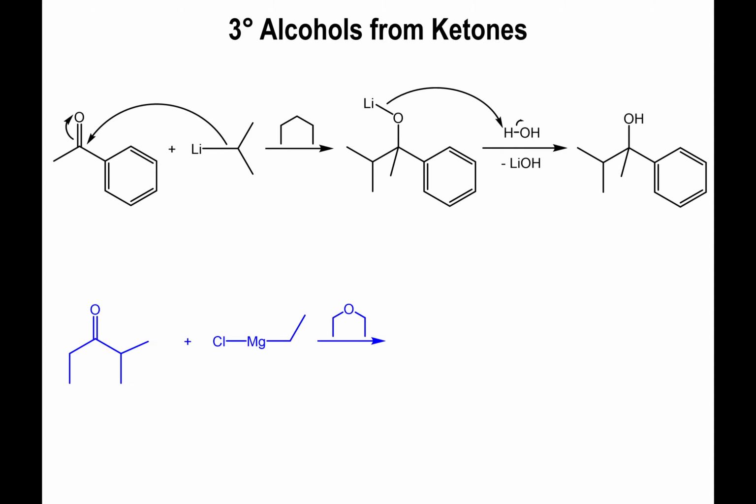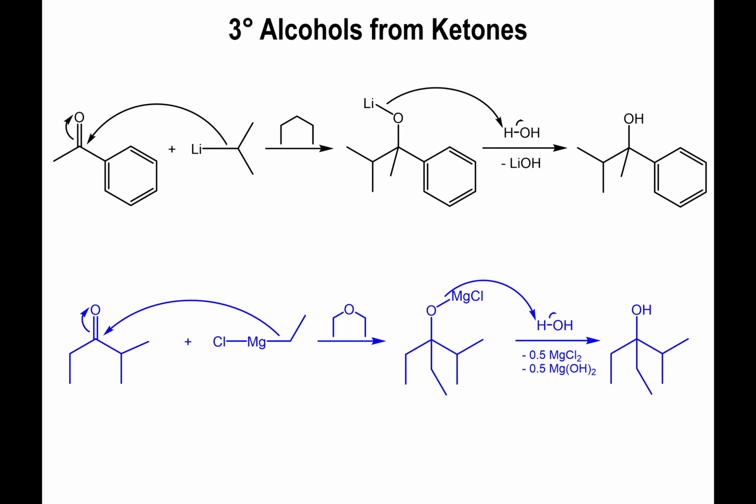Like we saw before with the secondary alcohols, if you do treat a ketone with a Grignard reagent, you can enact the same type of transformation. Your ethyl group can attack the carbonyl carbon of the ketone, producing an alkoxy group that's now interacting with magnesium, and then that can be quenched with water to give you the alcohol. You also produce half an equivalent of magnesium chloride and half an equivalent of magnesium hydroxide.